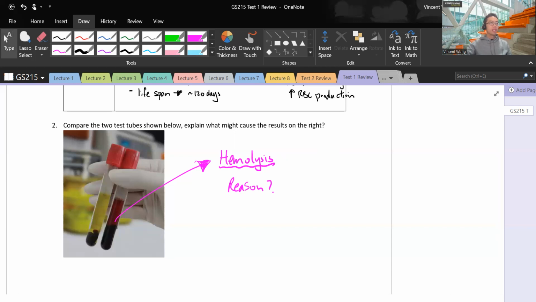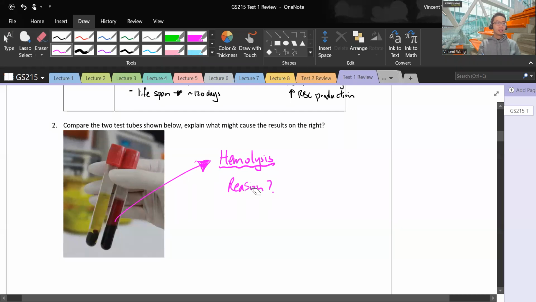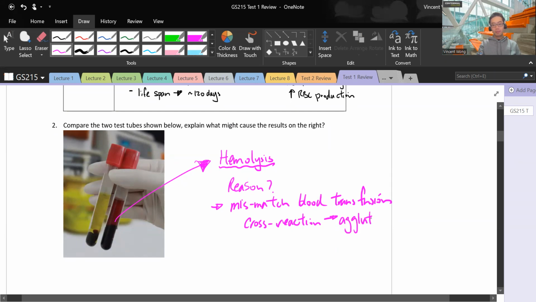Anyone want to guess? Receive blood transfusion that does not match. Okay, that's a good one. Yeah. And go ahead, Leah. No, it's the same thing. I was supposed to say wrong blood type in the wrong system. Yeah, that's a reasonable suspicion. So mismatch blood transfusion. Okay, so there is some cross reaction going on, leading to agglutination, right? And then hemolysis.